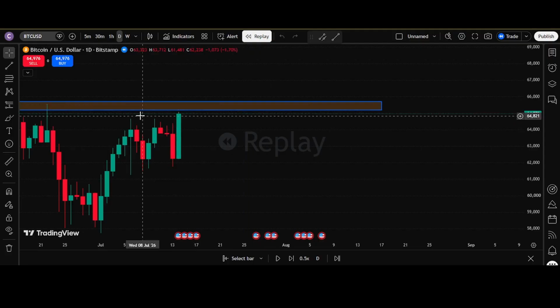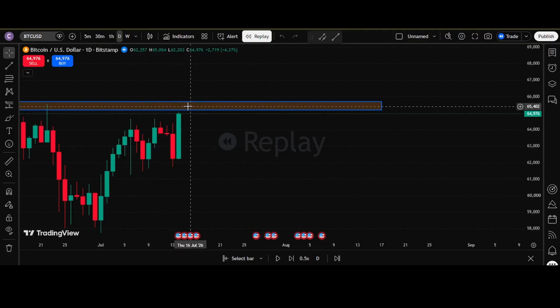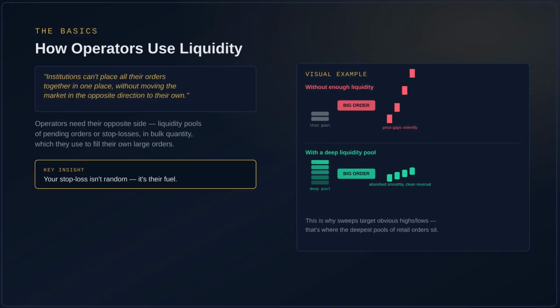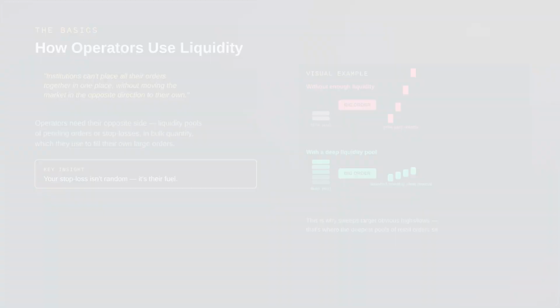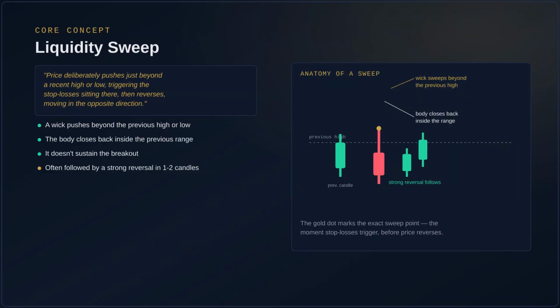So far, we've seen what liquidity is, and what types of liquidity there are. Now, let's understand how operators use this. Institutions or large players need to place orders in a large quantity. They cannot place all their orders together in one place without moving the market in the opposite direction to their own. Operators need their opposite side. That is, liquidity pools of new pending orders or stop loss pending orders in bulk quantity, which operators use to fill their large orders.